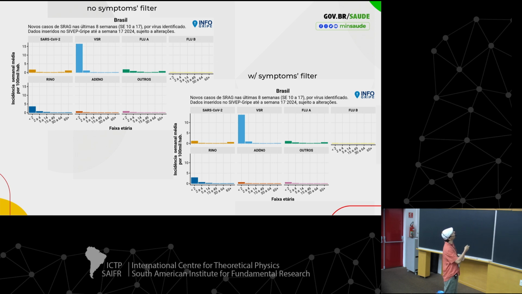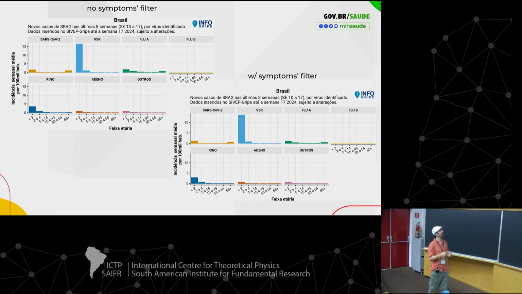Now, all that being said, in the end, this is a snapshot of what we had. So the distribution of SARI cases for different respiratory viruses, stratified by age, for a specific period of 2024, between epidemiological weeks 10 to 17. Here is the stratification looking at the data without applying any symptoms filter. So whatever is in there, the only filter that is applied is hospitalized or deceased. And here is the information applying the symptoms filter based on the case definition.